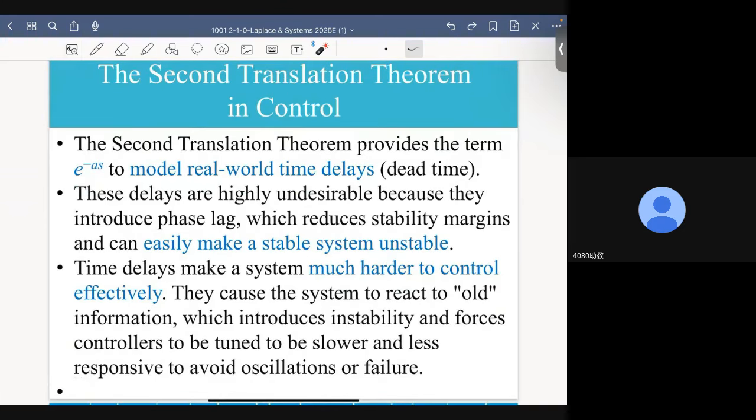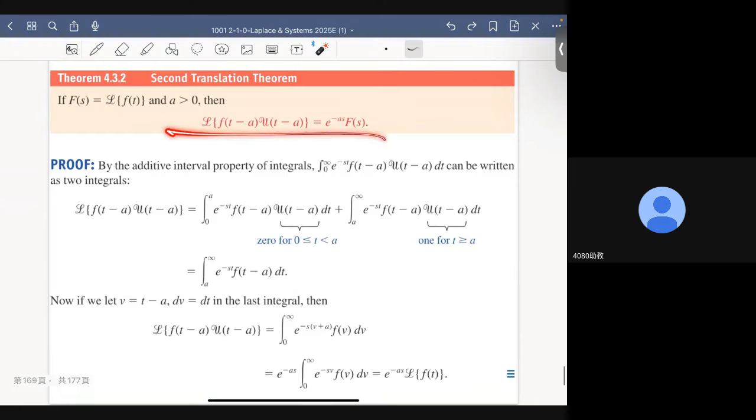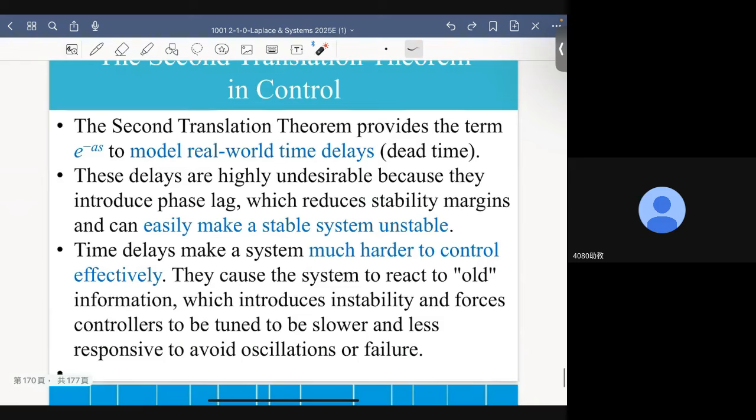Now, why is this important? In the course of engineering mathematics, this is a mathematical property that we need to know. But why is it important? As engineers, I will not be satisfied with a simple mathematical property. I care about math only when math matters to us as engineers. Now, the second translation theorem provides the term e to the minus as to model real-world time delays, also called dead time.